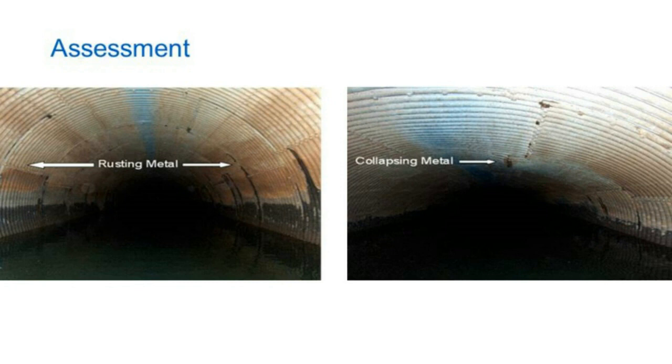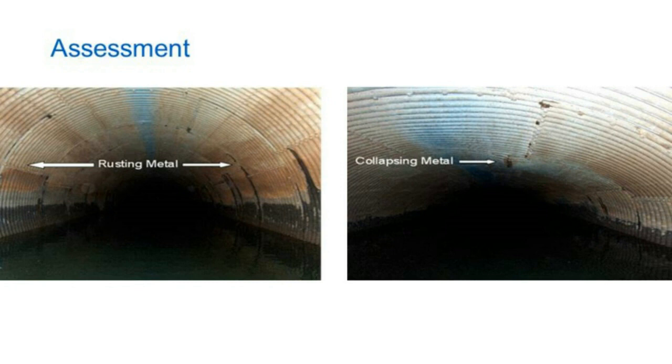In these two photos, you can see some rusting metal taking place. You can see a bit of collapse on the right-hand side. Just because the pipe is starting to collapse doesn't necessarily mean that it is not a candidate, or just because it's rusting. There are a number of things that can be done to still make these candidates for rehabilitation.